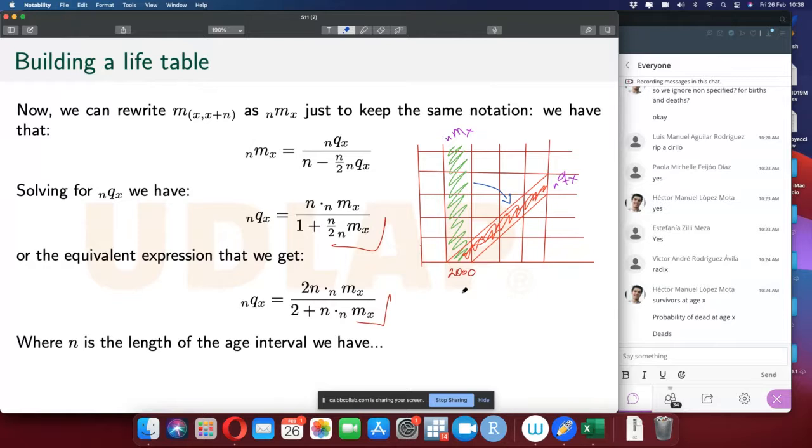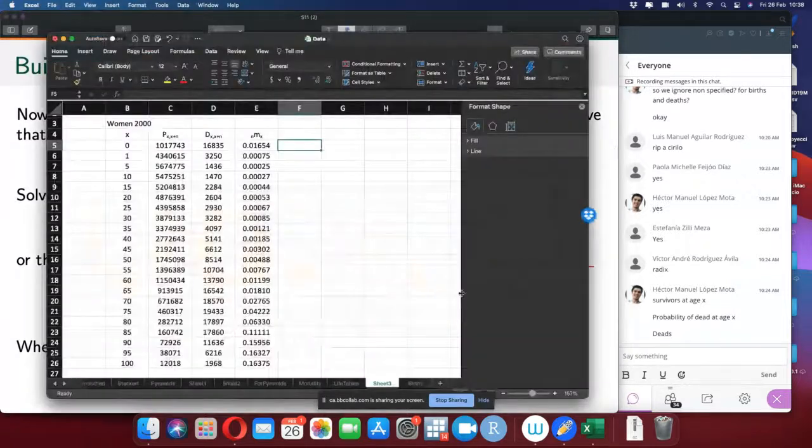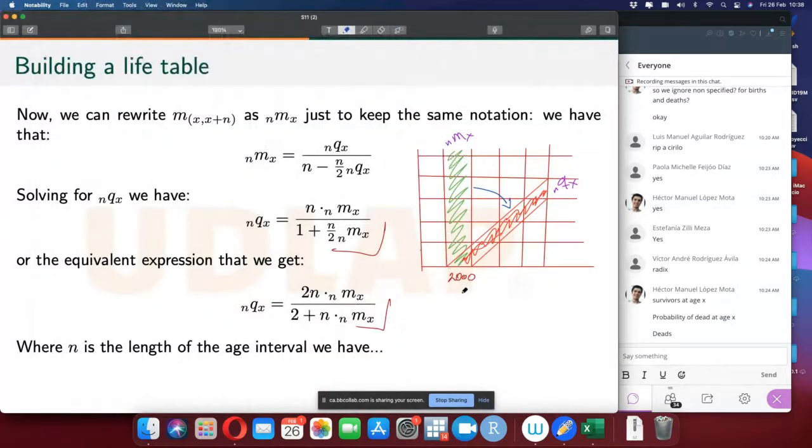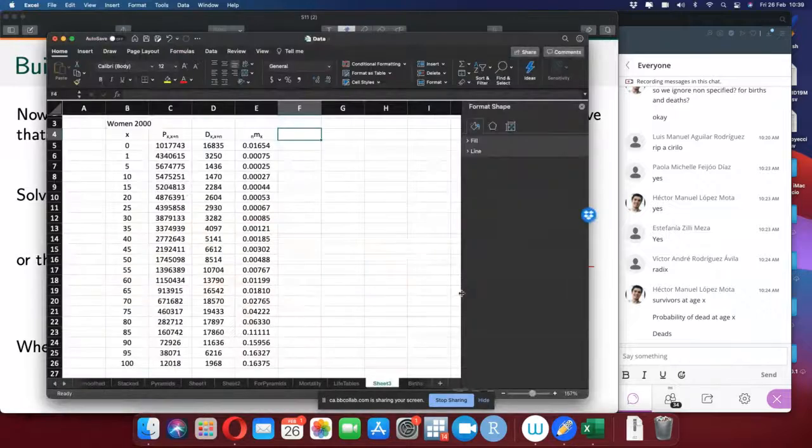Just give me a second. Okay. So let's go back to the Excel file. And we need n. n is the length of our age interval. So sometimes it's not really necessary, but I think at the beginning, when you're starting with life tables, it's better to have this information here. So n for our first age group is 1. That's the length of age 0. Then for the second age group, we have a length of 4, and then 5, 5, 5, 5.